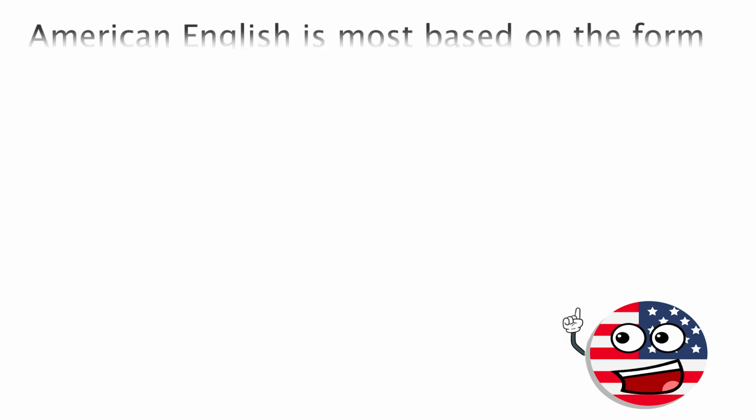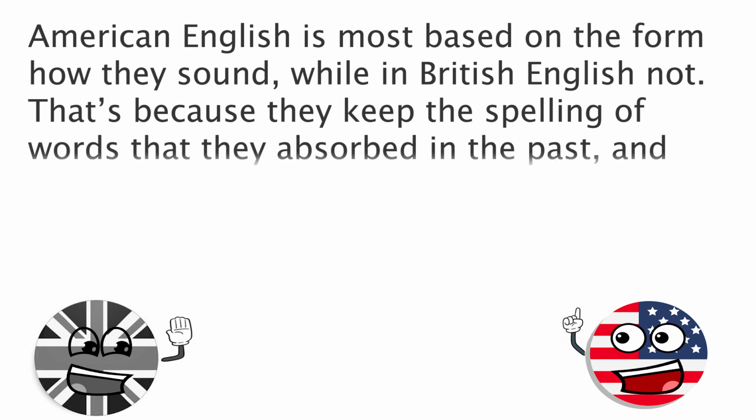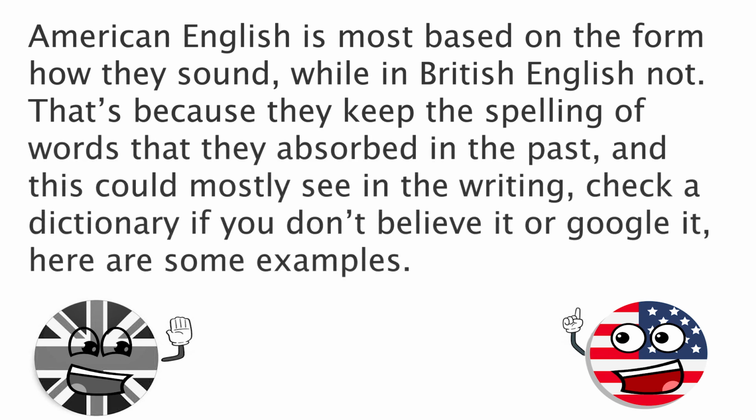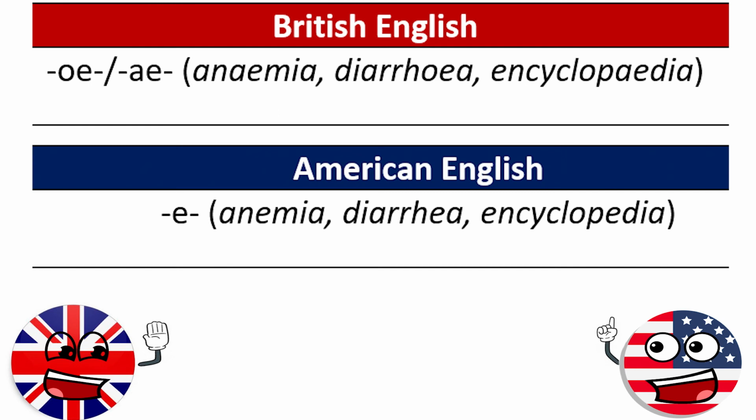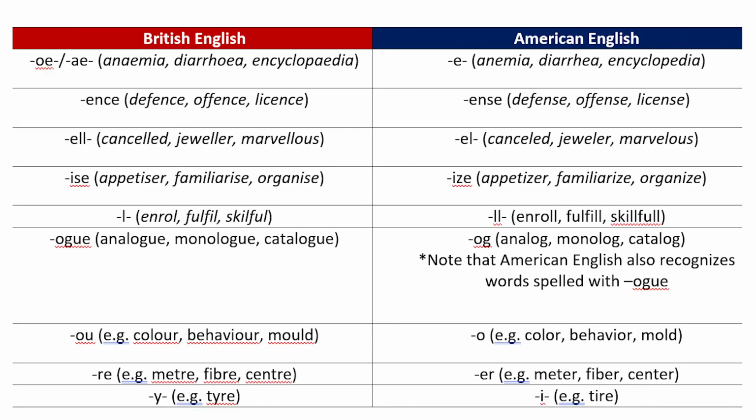Number 4. Spelling. American English is mostly based on how words sound, while British English is not. That's because they keep the spelling of words that they absorbed in the past, and this can mostly be seen in writing. Check a dictionary if you don't believe it, or Google it. Here are some examples. Anemia, diarrhea, encyclopedia, defense, offense, license, and many more.